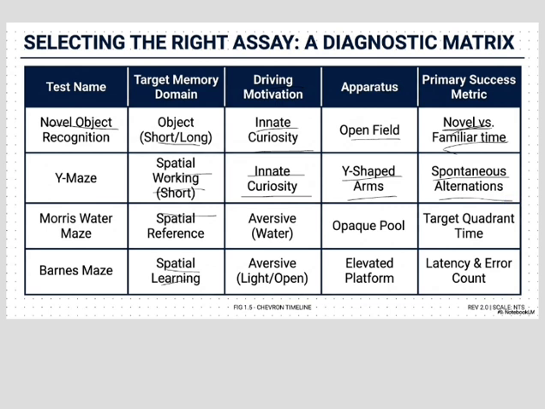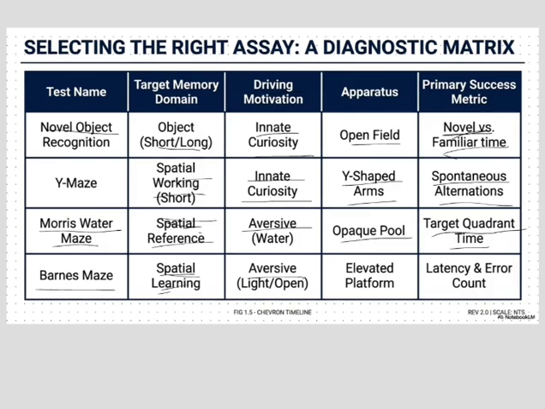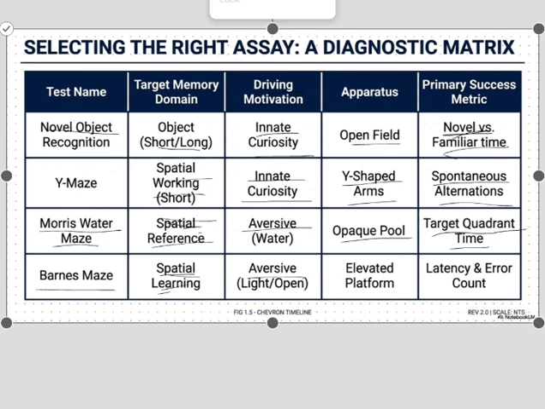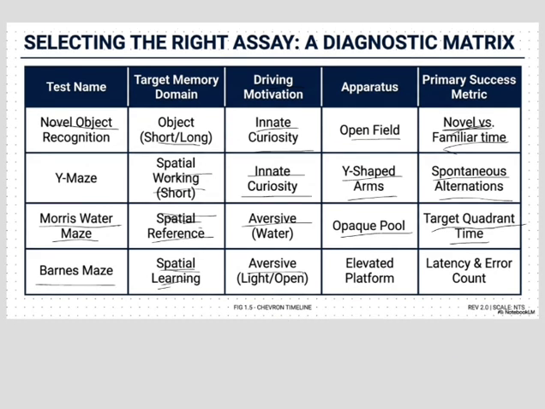The next one is the Morris water maze, in which we study spatial reference memory, and the driving force is aversion, and the apparatus is a pool. The primary success metric is target quadrant time. The Barnes maze: spatial learning, aversive light and open spaces, the apparatus is an elevated platform, and the primary metrics are latency and error count.